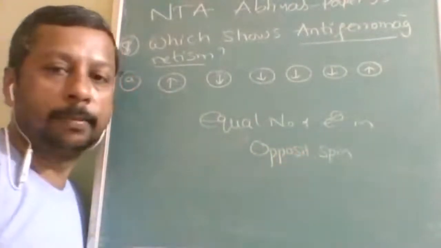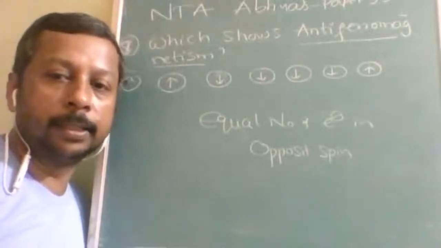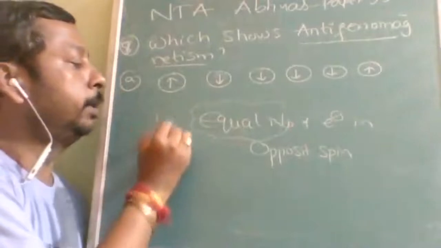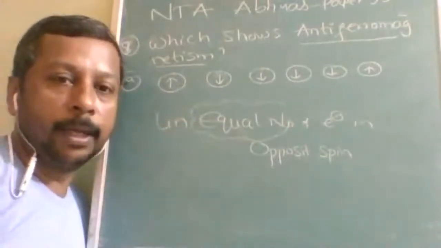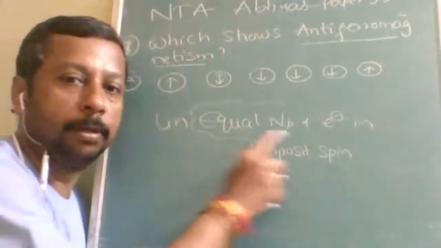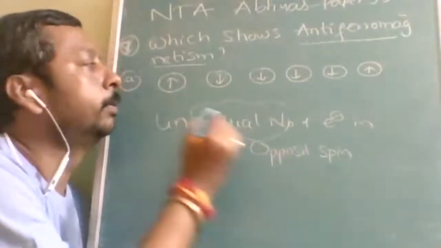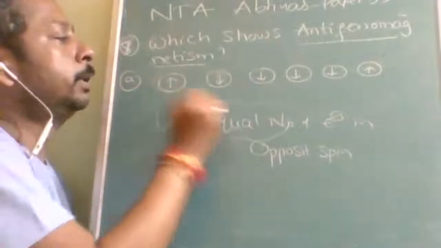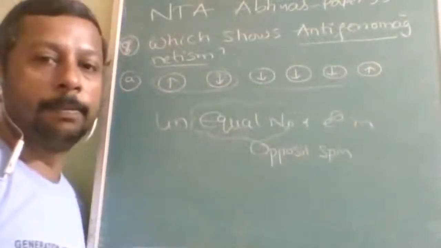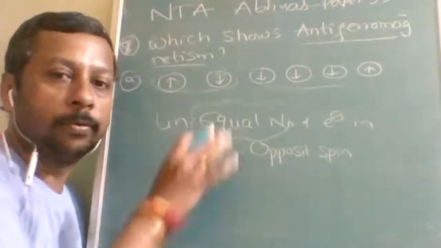So that their magnetic moment will get cancelled. This is very important: if I write unequal, then it becomes ferrimagnetic. Anti means equal number of electrons in opposite spin. See here, 3 anti-parallel and 1 parallel. Likewise, you have to count.